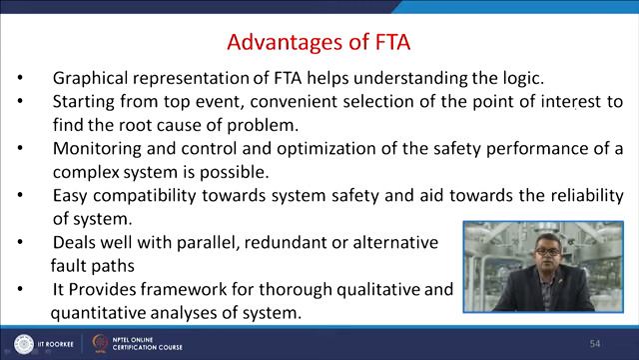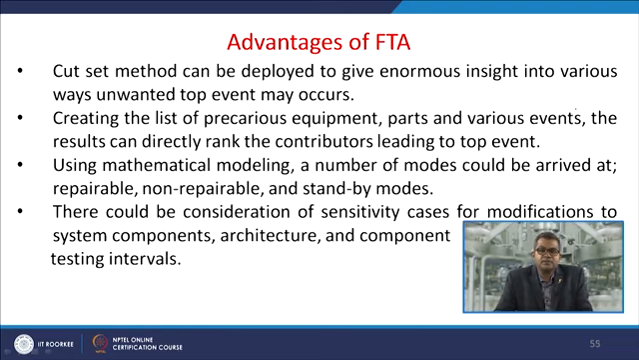The monitoring and control optimization of the safety performance of a complex system is usually possible under the head of fault tree analysis. Now, there is easy compatibility towards system safety and towards the reliability of the system. It deals well with parallel, redundant or alternative fault paths. Usually, it provides the framework for thorough qualitative and quantitative analysis of the system. The cut set method can be developed to give enormous insight into various ways an unwanted top event may occur.